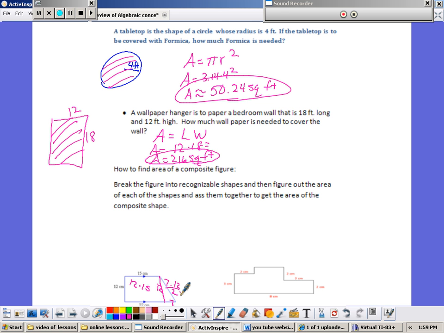So 12 times 15 is 180 square feet, and 7 times 12 divided by 2 is 42. So together, I can add them together and take my 42 plus my 180 and get 222 square centimeters. Now you just have to break it so that you can figure out all the different measurements on the sides.